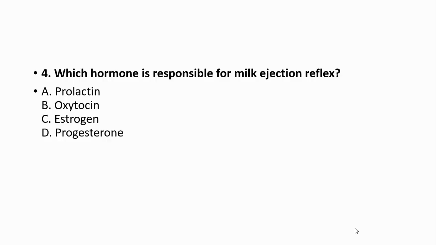Oxytocin causes contraction of myoepithelial cells of the mammary glands, forcing milk into ducts. Hope you cleared your doubt here. So the answer, as I already mentioned, is oxytocin. Now we'll move on to the fifth one.